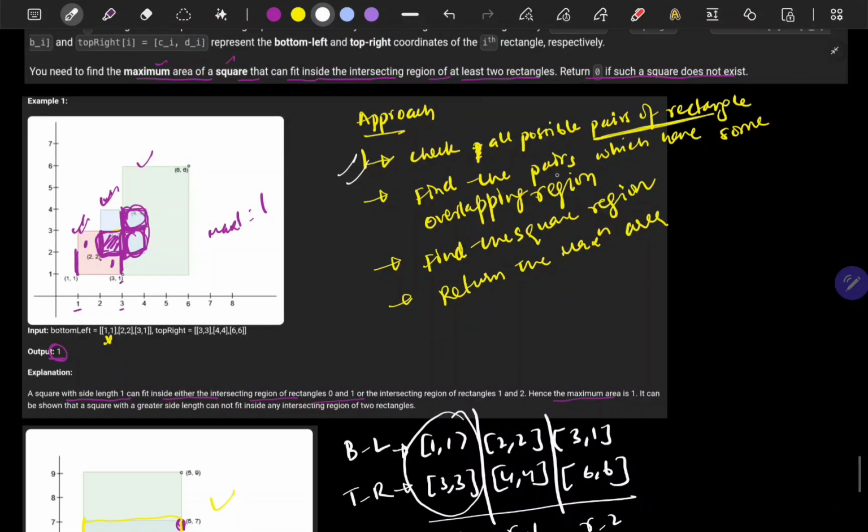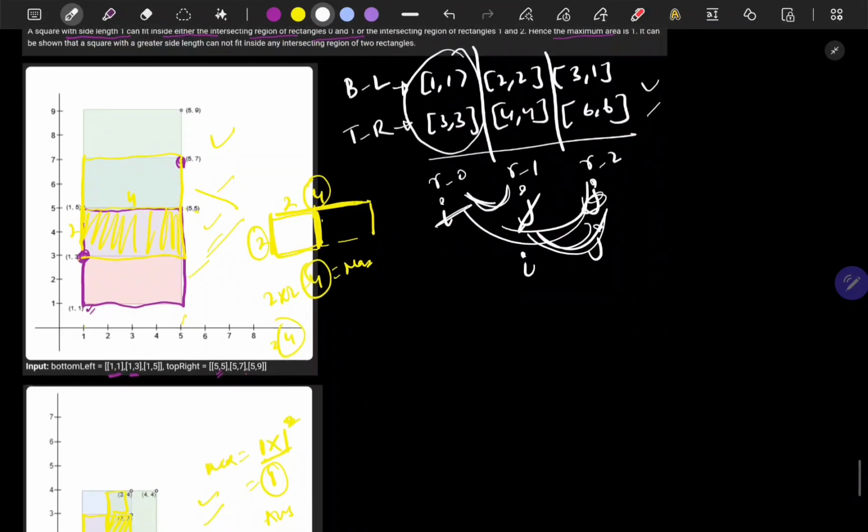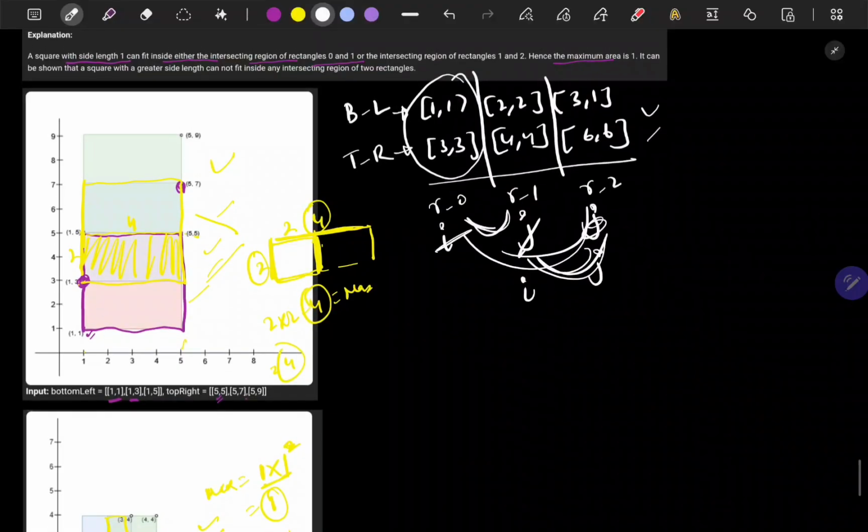But the main part is to find the pairs which have some overlapping region. We iterated over our rectangles, but now how will we find the overlapping region here? If you observe, if we can find the conditions in which two rectangles will not overlap, then the remaining will be overlapping.